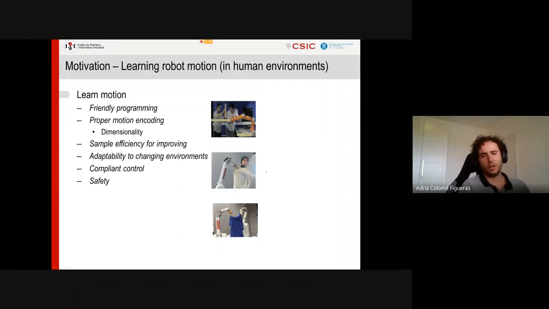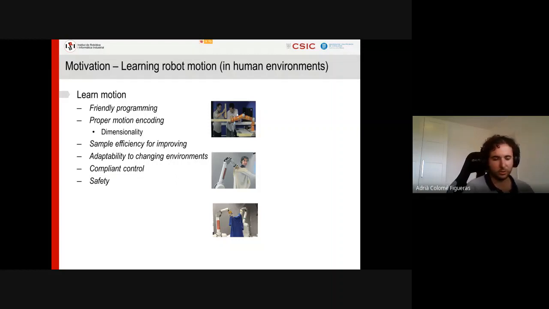Let me talk a little bit about the motivation behind learning robot motion, particularly in human environments. When we want robots to learn to do things in a setting that involves humans or fragile things, out of the cage, we want several things to be coded in the robot. One of them is that programming the robot is easy. We usually say that our grandmas should be able to program a robot. That's the idea behind friendly programming.